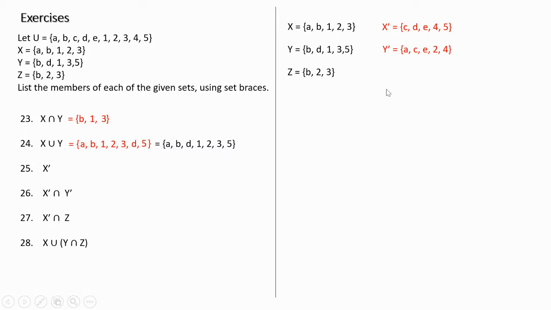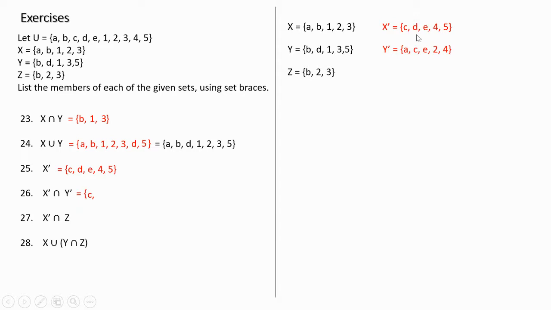Now for not X, this is the answer for not X. I already did it here, so that goes there. Now I have not X intersects not Y, or the complement of X intersects the complement of Y. So we go back over here. Do they both have a C? No. Oh, yes, they do. They have a C, so C goes in there.